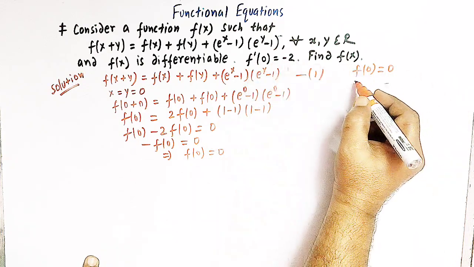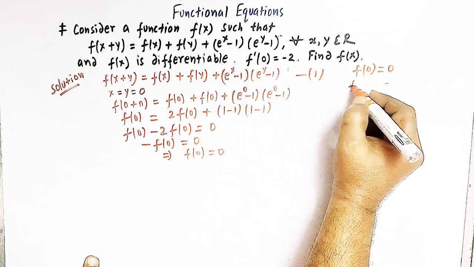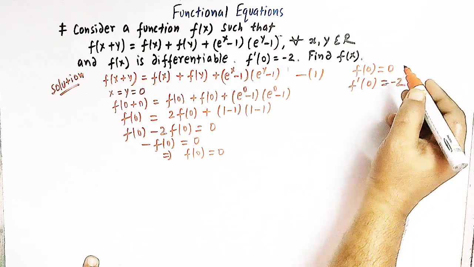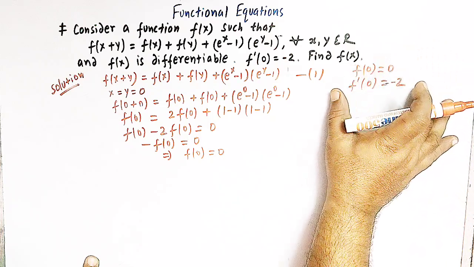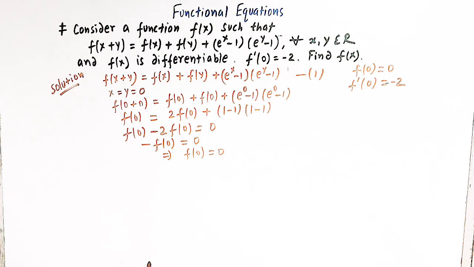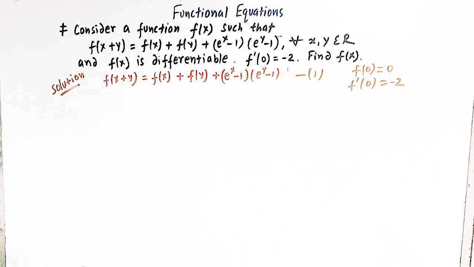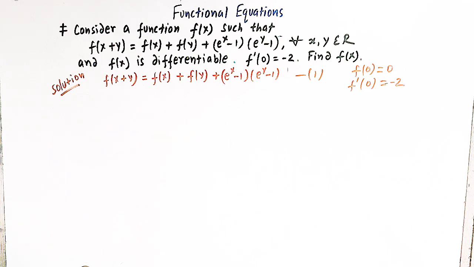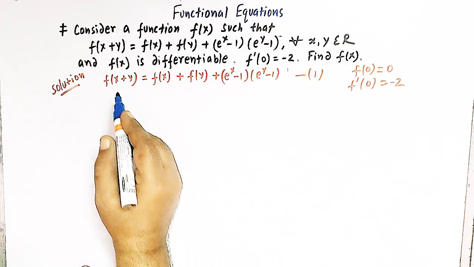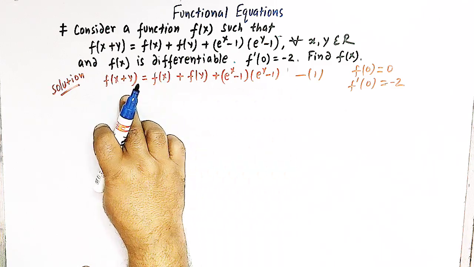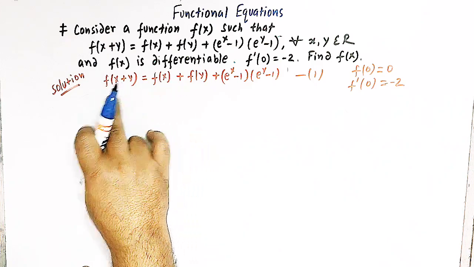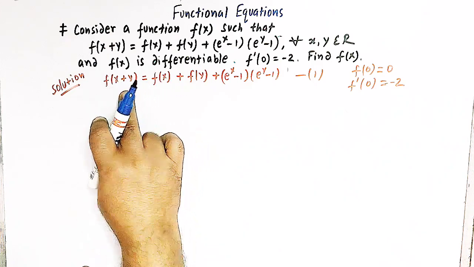And moreover we are also given in the problem that f prime of 0 is equal to minus 2. So we'll utilize these results in the later part of this problem. So now the second step is to make use of the concept of partial differentiation, right? So let us differentiate this equation 1 partially with respect to x. It means we have to keep y as constant.